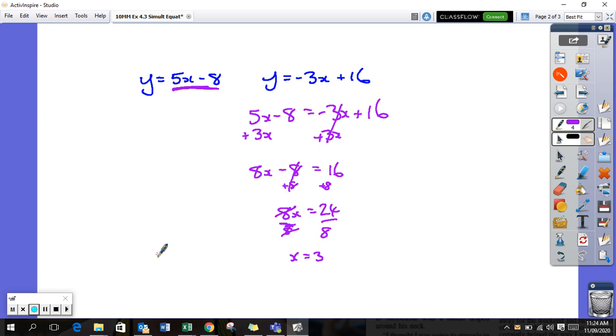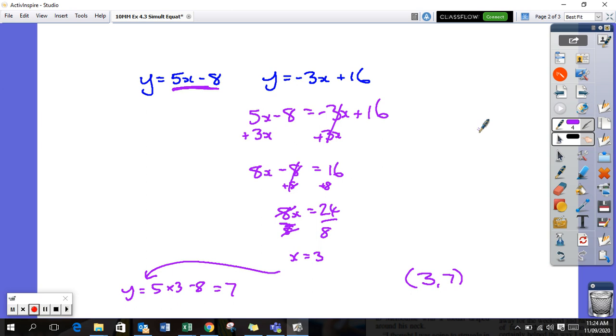So now I can go back over here and I can write y equals 5 times 3 minus 8, because now we know x is 3, so I'm putting 3 in there. 15 minus 8 is 7, so a solution to this equation is 3, 7. X is 3, y is 7. So we put 3 in here, we get 5 times 3 is 15 minus 8 is 7. If we put it in here, we get negative 3 times 3 is negative 9. Negative 9 plus 16, or 16 minus 9, is 7. So we know it's the right answer. That's it. That's all we're doing today.